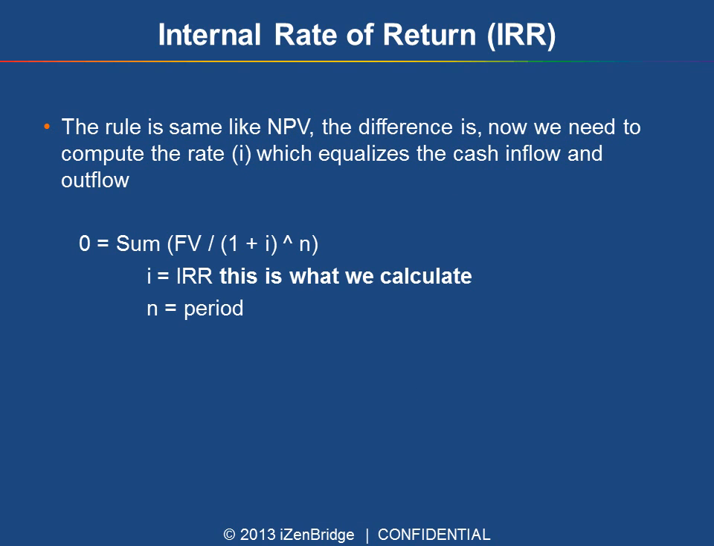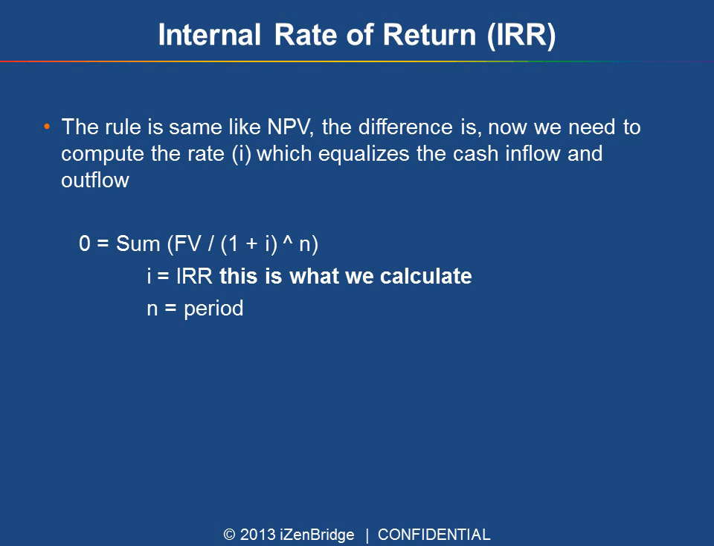Now the formula is: at what particular rate does the net present value become 0? If I discount the cash inflow and outflow and both of them become equalized, the net present value becomes 0 when the inflow and outflow of the money are equal. So at what rate do the inflow and outflow equalize each other? That is the rate of return I am getting from this investment.